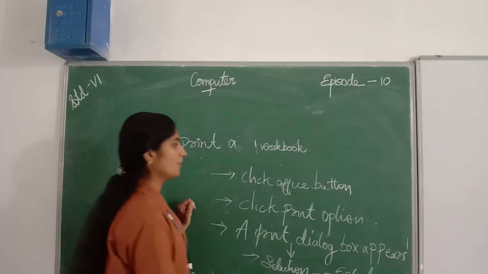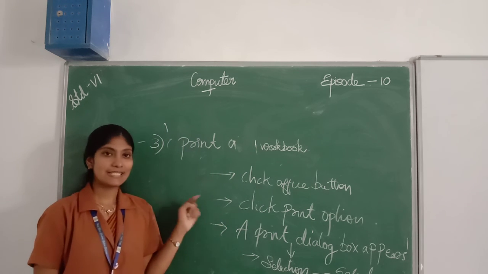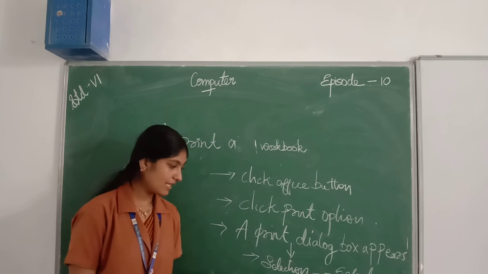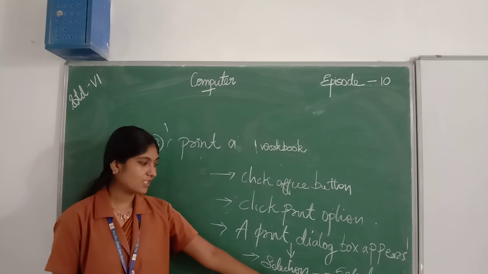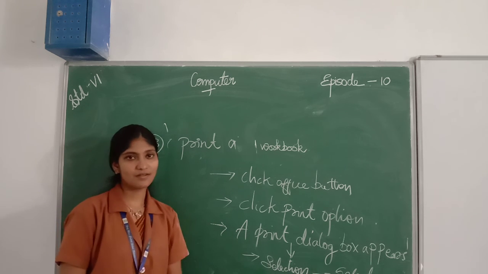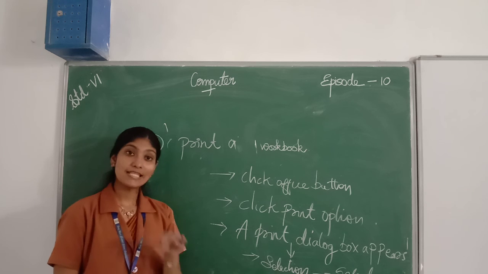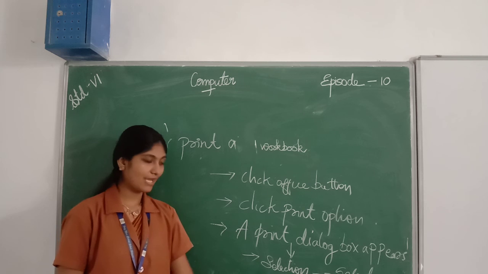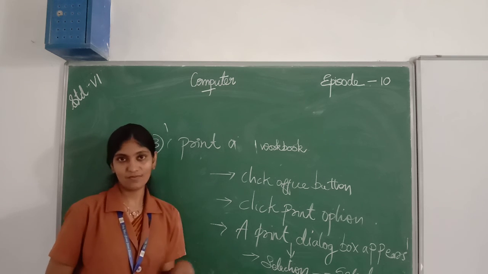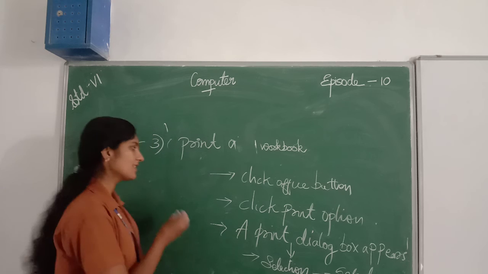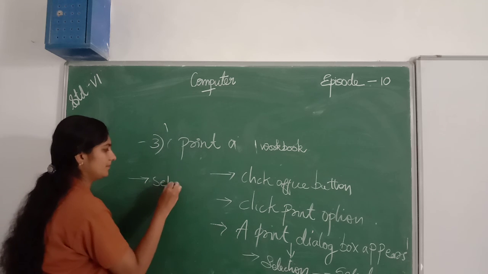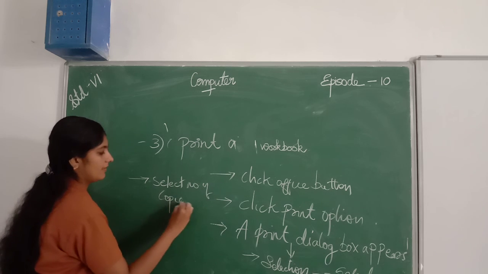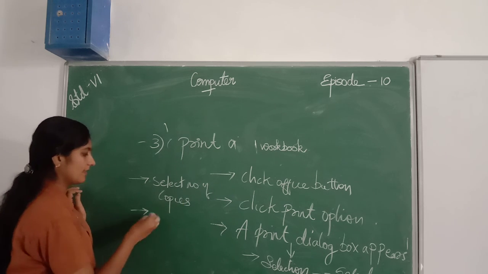Okay. So first one, click Office button. Second, click Print option. Then a Print dialog box appears. There are three options. Selection means select a particular range of cells. Active means select your current sheet. Then third one, entire means select the entire workbook. And then select a number of copies. Then print.